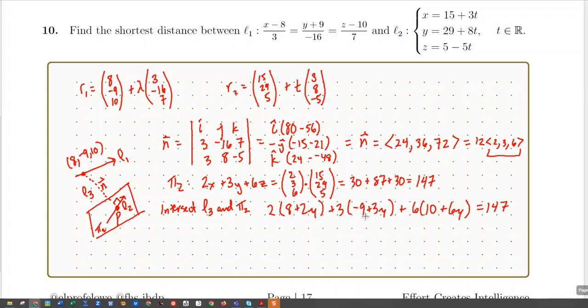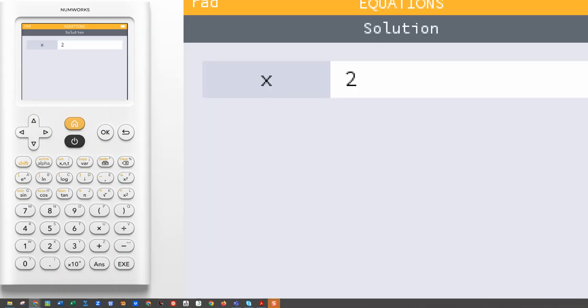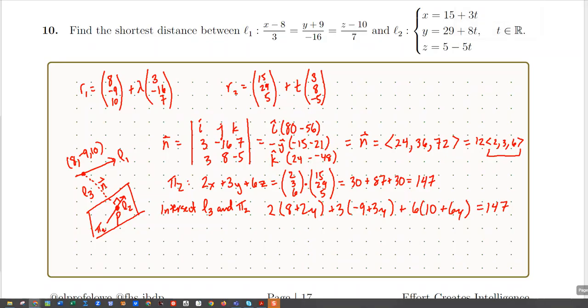And we'll just double check that that is the correct equation. 2 times 8 plus 2 mu, 3 times -9 plus 3 mu, 6 times 10 plus 6 mu is 147. So we can come over, right, and let's go ahead and solve the equation. It tells us that our variable is 2. So what does that tell us? It tells us that mu is equal to 2, and so therefore our distance is going to be 2 times the magnitude of that normal vector, 2, 3, 6, right?